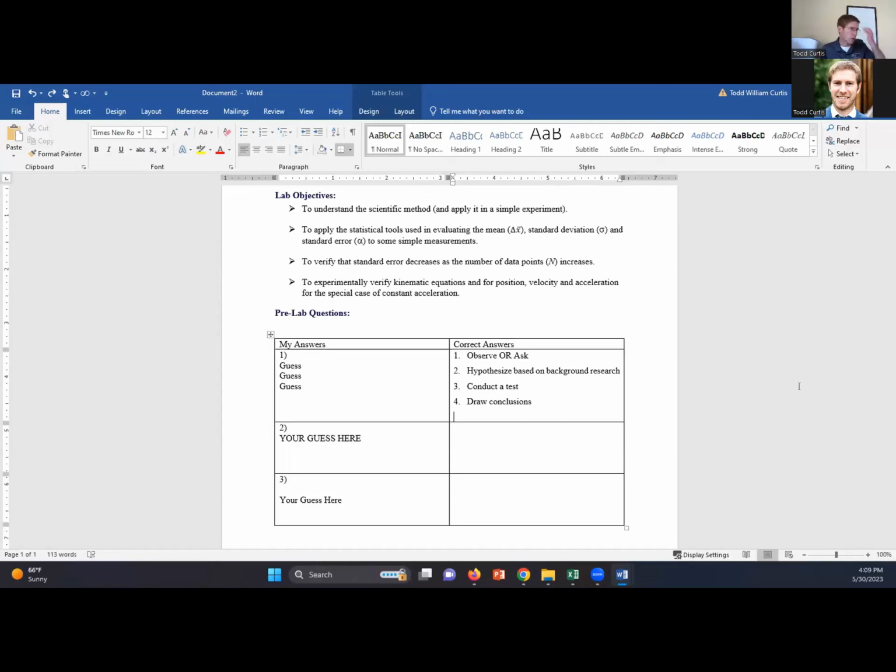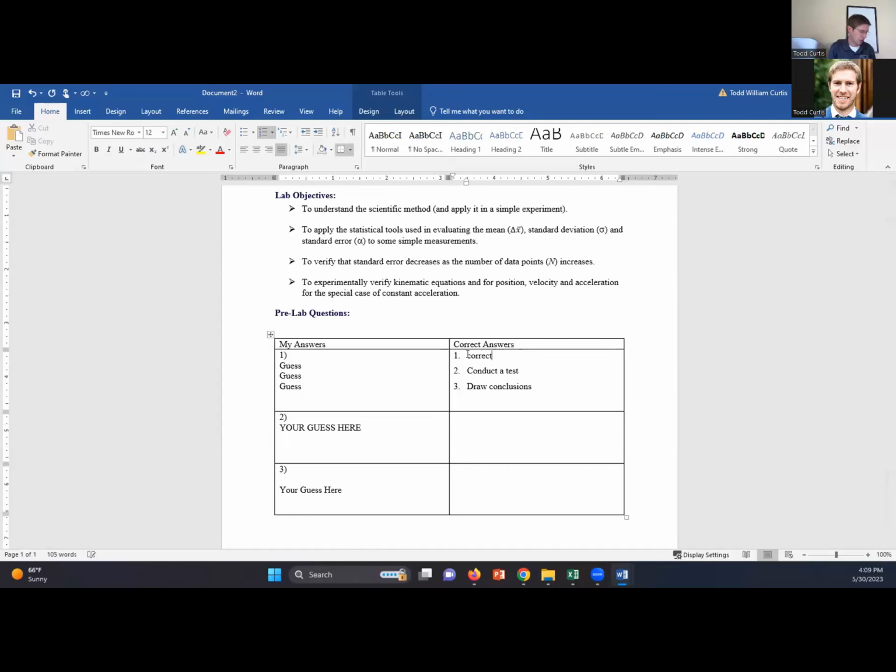So pre-lab question 1. Now, if you had this already, if your guess was these 4 things, then you could have just typed all correct and you don't need anything in the right column. But oftentimes some things will need to be corrected. So you'll add just the corrections. Or if you had like 1 and 2 and missed 3 and 4, you could again just leave 1 and 2 as being correct, and then add 3 and 4.